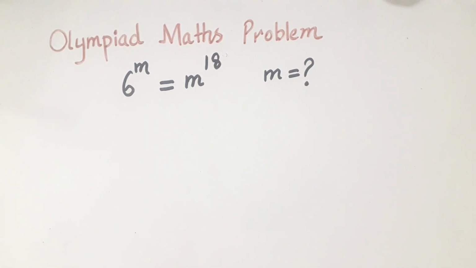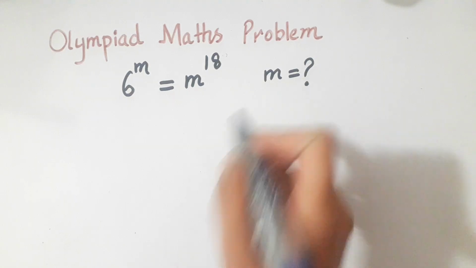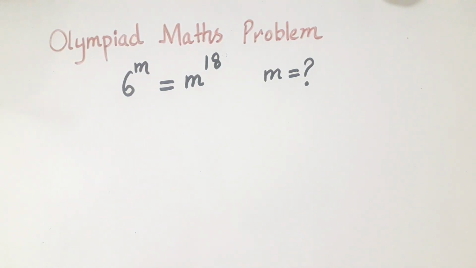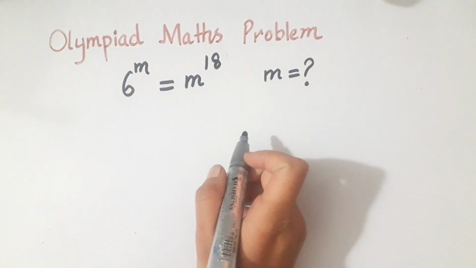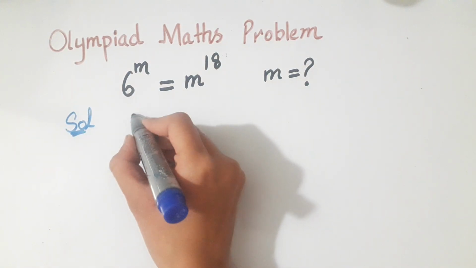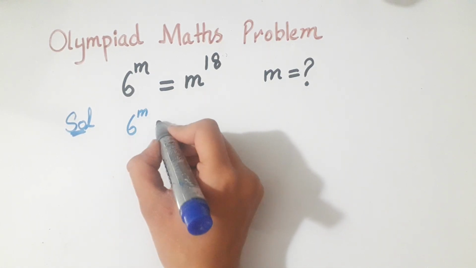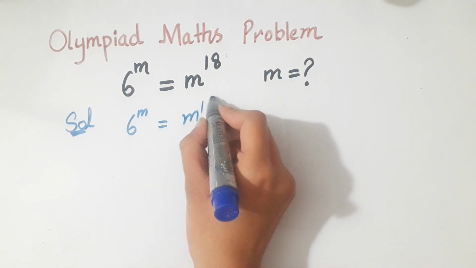In today's video we will solve an Olympiad math problem: 6 raised to power m equals m raised to power 18. You have to find the value of m. For this purpose we will solve this question step by step in a very easy and simple way. First of all we will write 6 raised to power m equals m raised to power 18.